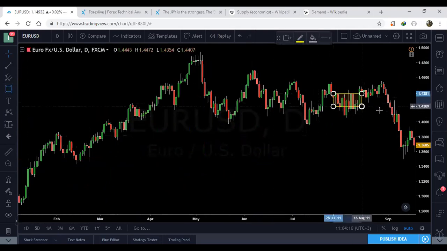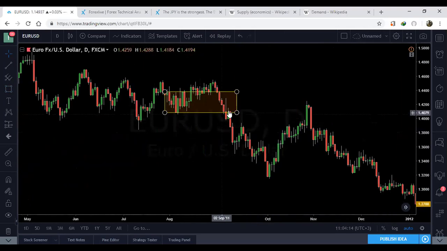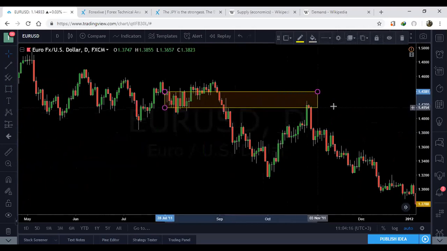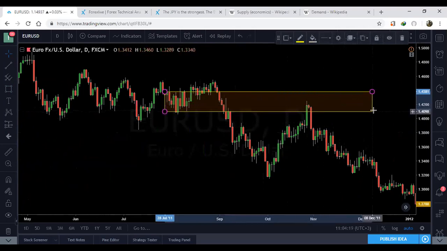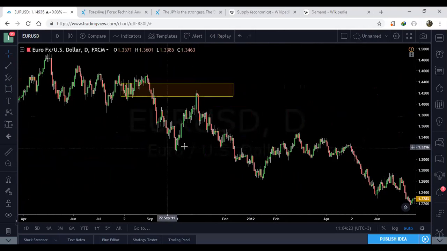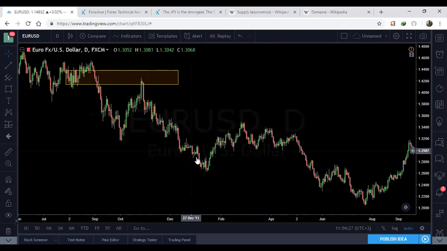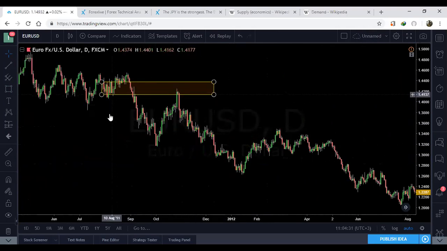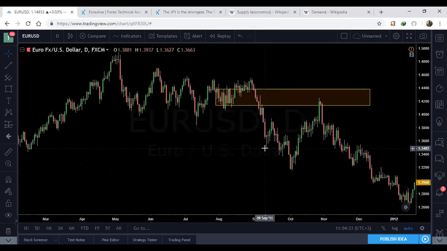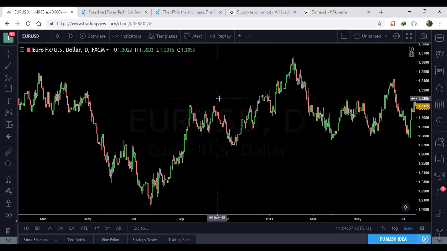Let's see. What did it become? Was it an area of demand or supply? It was an area of supply. Simply, price comes, rallies up to that area, it gets rejected. Back again, supply to the low, as you can see here. So that is just another example of consolidation. I hope now it's clear.